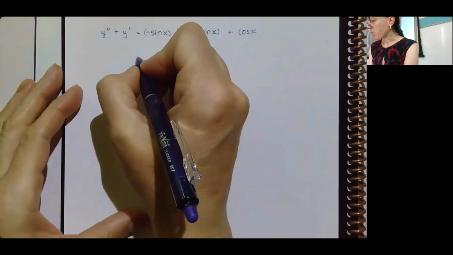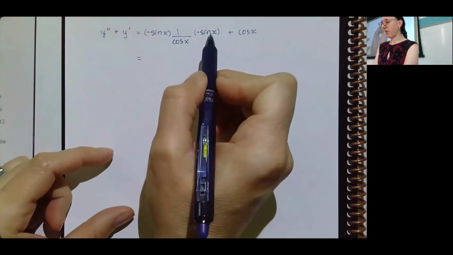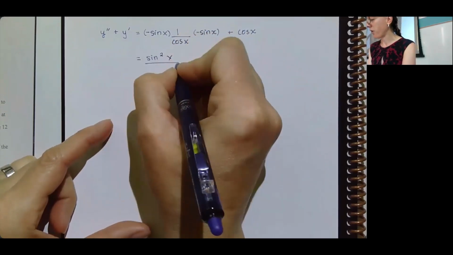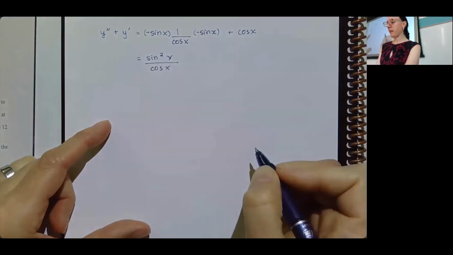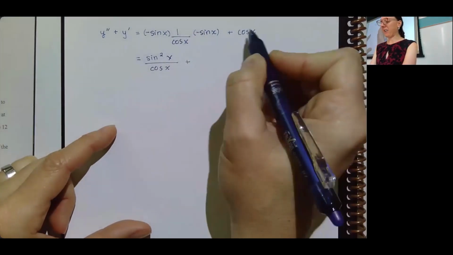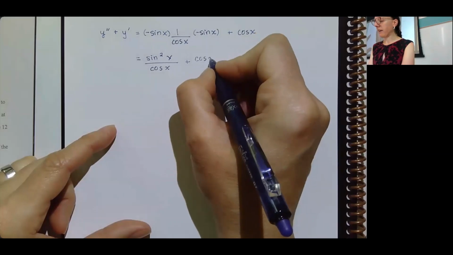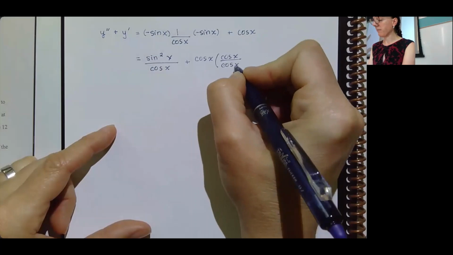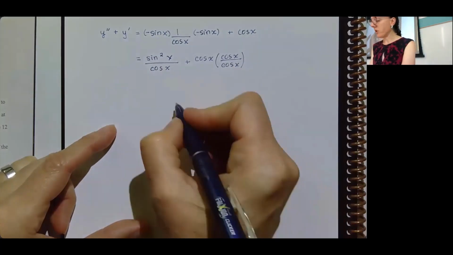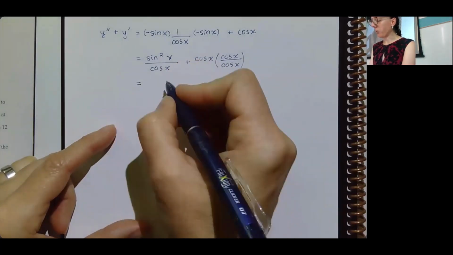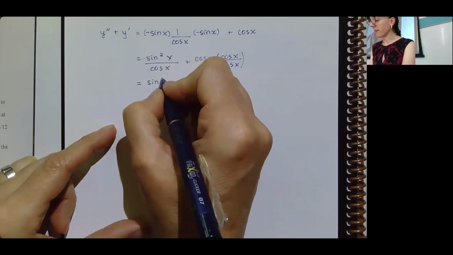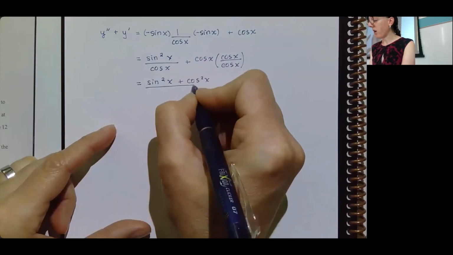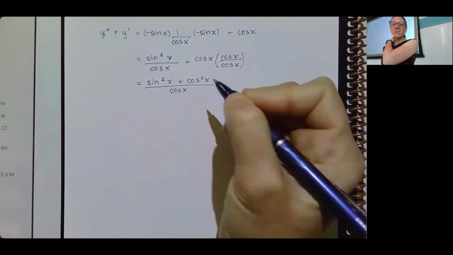So now is the place where I'm going to say negative sine times another negative sine would be a positive sine squared x over cosine of x. And I'm going to go ahead and get a common denominator. And I'm going to take that cosine of x and multiply the top and the bottom by cosine of x. Doing this, my numerator becomes sine squared x plus cosine squared x. And that common denominator was a cosine of x.